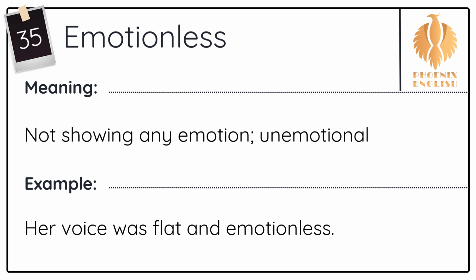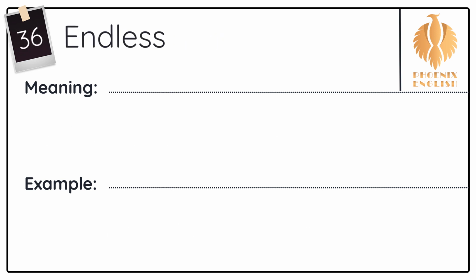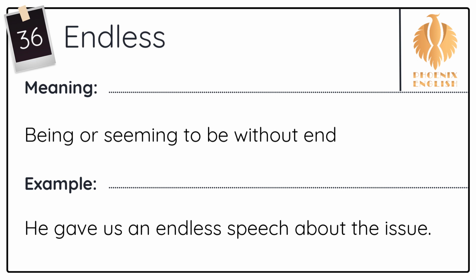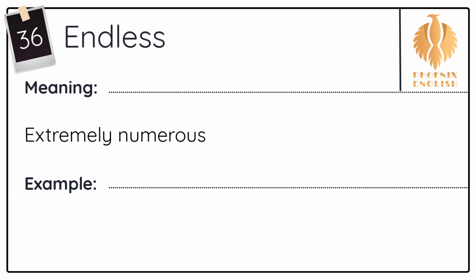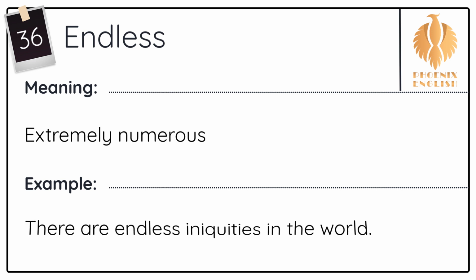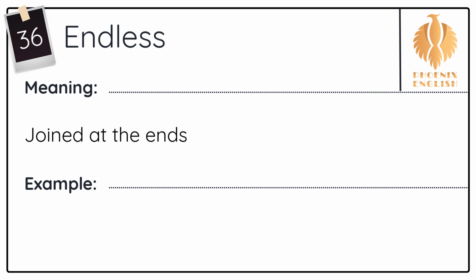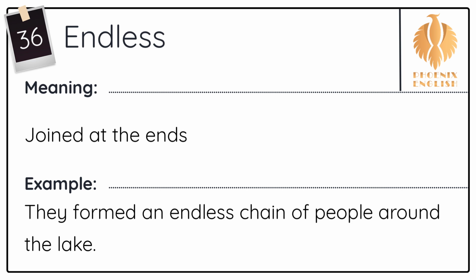Endless. First meaning. Being or seeming to be without end. He gave us an endless speech about the issue. Second meaning. Extremely numerous. There are endless iniquities in the world. Third meaning. Joined at the ends. They formed an endless chain of people around the lake.